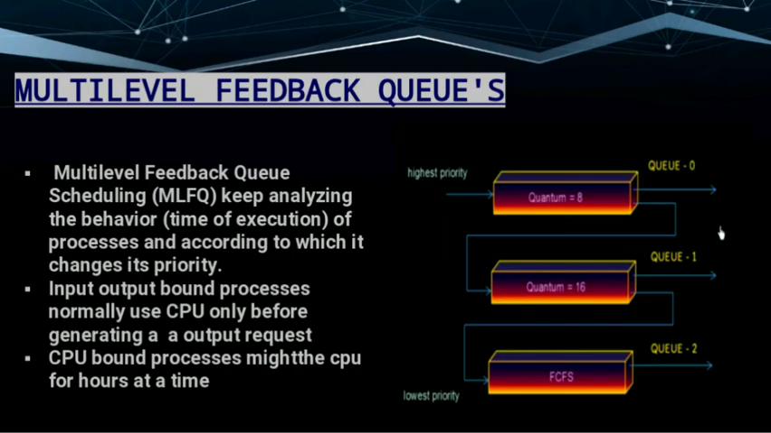Another important kind of scheduling is multi-level feedback queues. Input and output bound processes normally use the CPU only briefly before generating an input-output request. CPU bound process might use the CPU for hours at a time. It is mainly available on a non-preemptive basis.